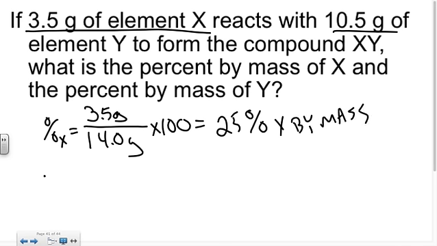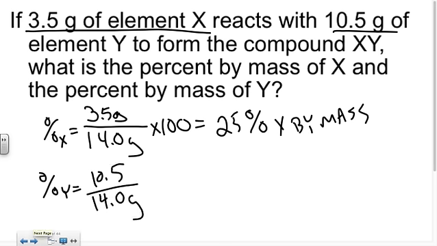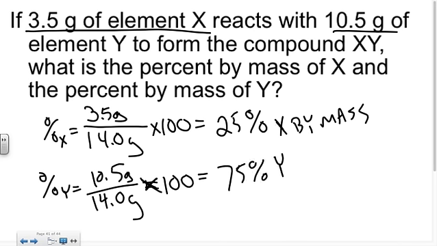Okay, and then if we do the same for Y, percent Y is 10.5 divided by 14. And if you did divide it by 10.5, this should have been a clue, because you would have come up with 100% for Y, which wouldn't leave anything for X. Okay, times 100 is 75%. 75% Y, and this was X.